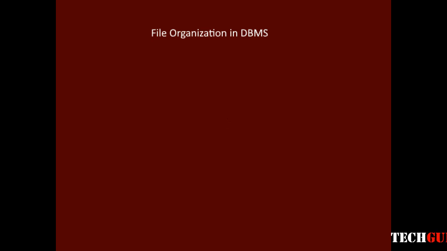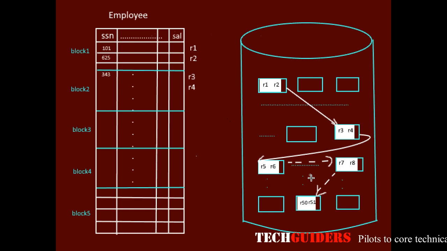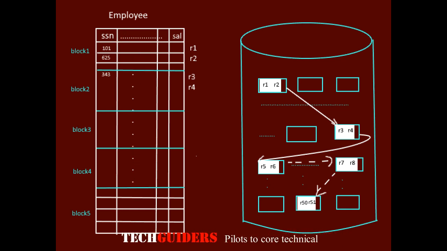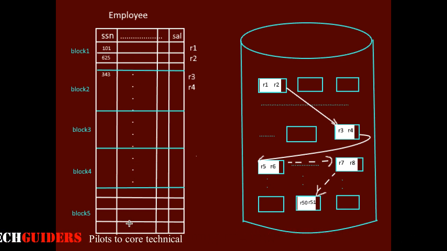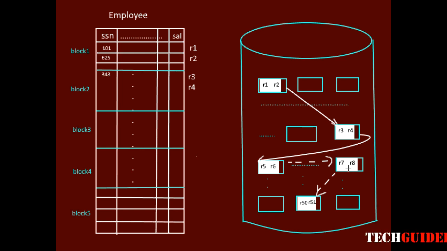If we have a file on the secondary storage and we need to insert a new record into this file, it can be placed on the physical storage at the end of the file or at the beginning of the file, or if we have some space in the intermediate blocks, we can add it there.